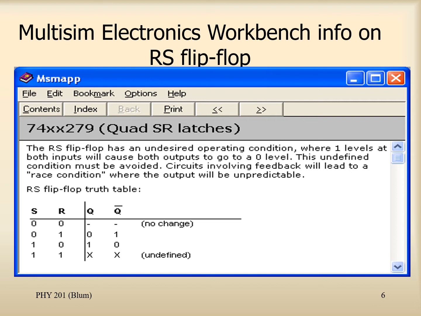And when S is 1 and R is 1, they say undefined, and I'm going to call it the undesired state, because Q and Q prime are supposed to be opposites, and they will not be opposites in this case.